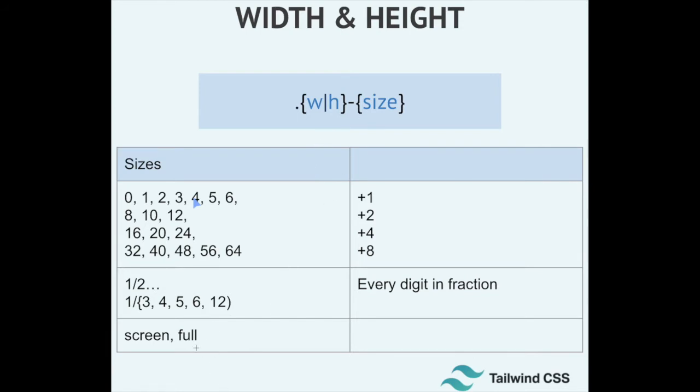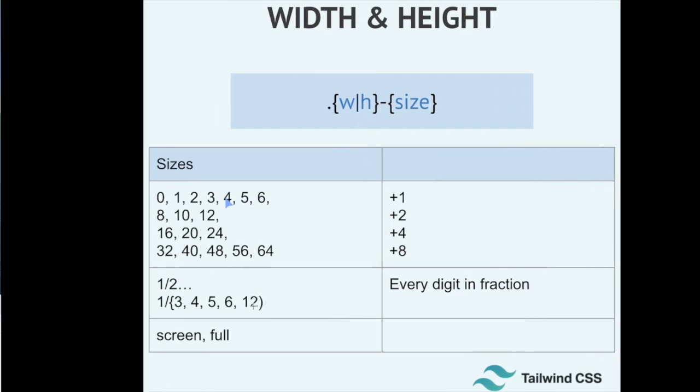Width and height can also be determined with these two, which is screen and full. I'll show you guys this in a second. And then there's every digit and fractions. Fractions I don't get into much because I don't use them much, and I don't think they are that useful, but if you want to, you can read more about them on Tailwind's docs. So let's get into some examples.